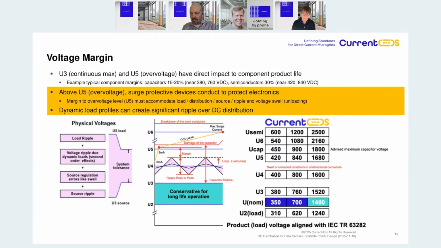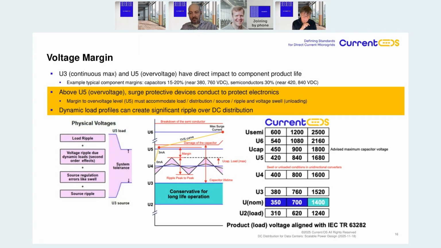So here, as you can see in the middle graph, we have typically a set of items, be it the load ripple, the voltage ripple associated to the distribution, the source swell, and the source ripple itself. And these all more or less form the system tolerance which exists between that continuous range of operation up to the very important U5 level.